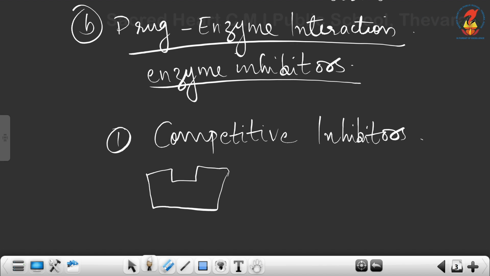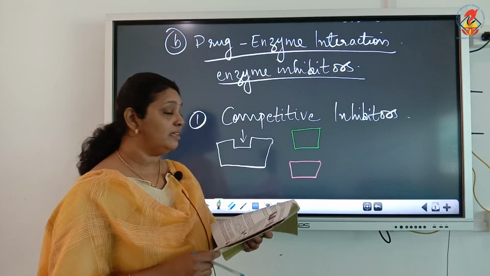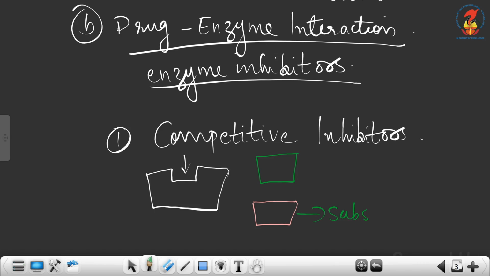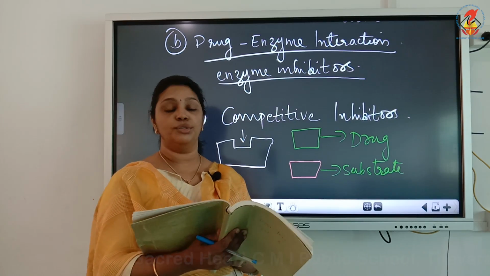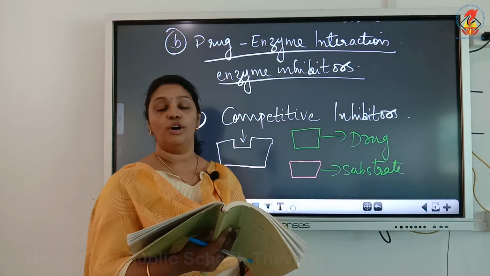Now, suppose this is our enzyme. We have the active site here. Now, we have a substrate and we have a drug. What do you mean by competitive inhibitors? That is, the drugs compete with the natural substrate. So, this is our substrate and this is our drug. This drug will compete with this natural substrate to get attached on the active site of the enzyme, and such drugs are called competitive inhibitors.